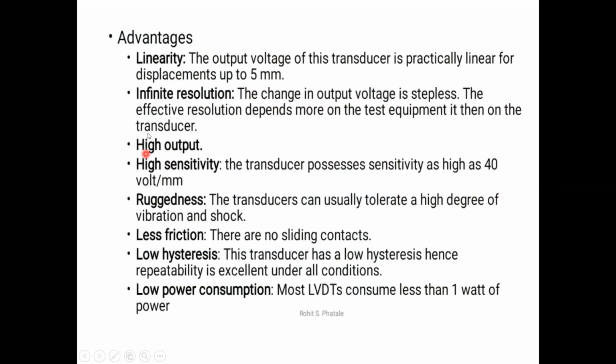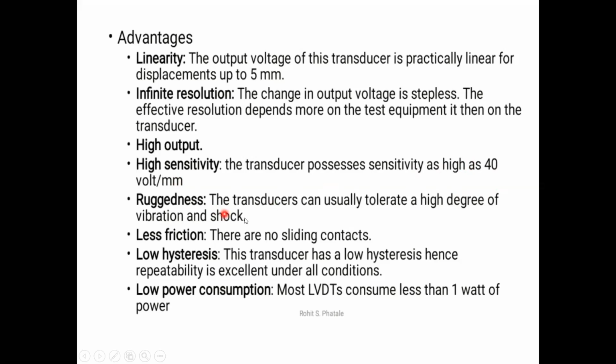Here, the output is higher, and also it is more sensitive. The transducer possesses sensitivity as high as 40 volts per mm. For 1 mm of linear displacement of the core, 40 volts is produced here.